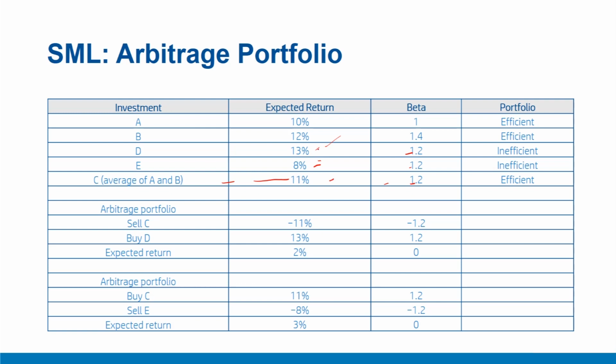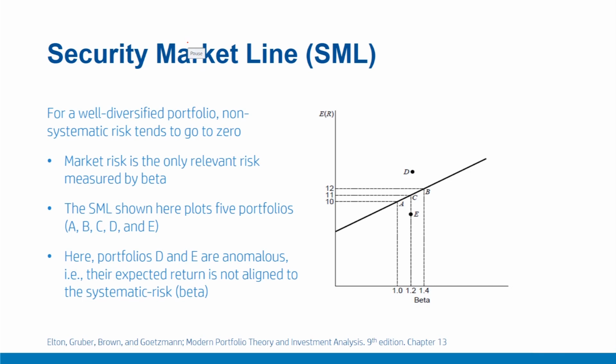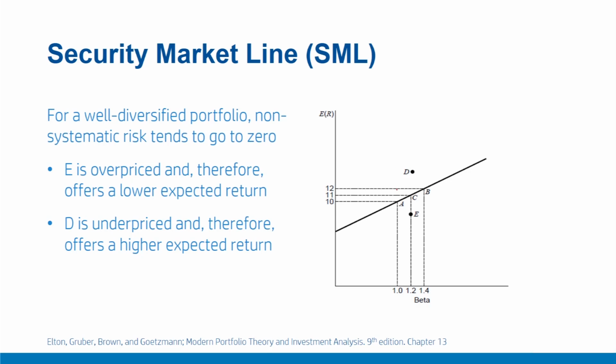Let us visualize this. Here, for a well-diversified portfolio, non-systematic risk tends to zero and market risk is the only relevant risk, which is measured by beta. So we plot all the securities in expected return and beta space. Securities A, B, C, D, E are plotted. As we discussed earlier, D and E are anomalous. D is above the SML and E is below the SML, so they are not aligned to this SML line. E, clearly shown here below the SML, is overpriced and therefore offers a lower expected return, while D is underpriced and offers a higher expected return.